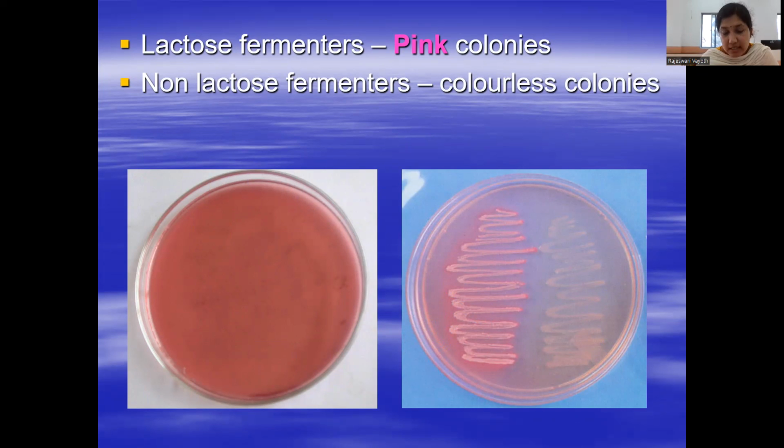The first plate is the plain MacConkey agar, and in the second plate we can see two types of growth. First, on the left side are the pink colored colonies, that means lactose fermenting colonies, and the second portion, on the right side, are the yellow colored colonies, which indicate non-lactose fermenting colonies.